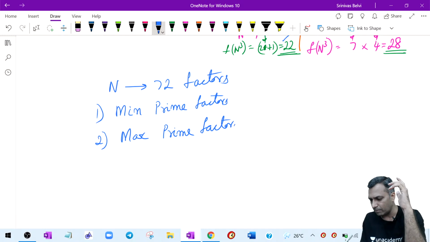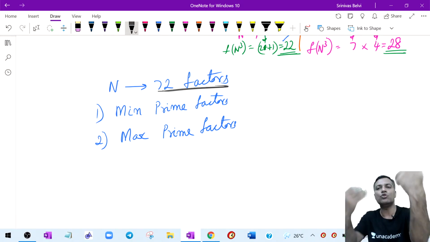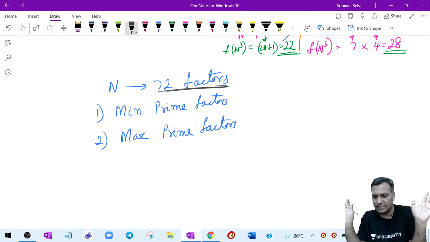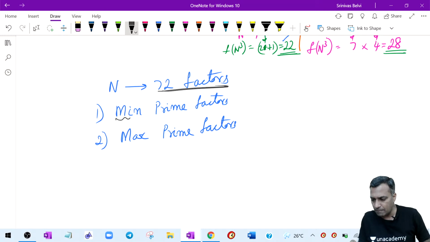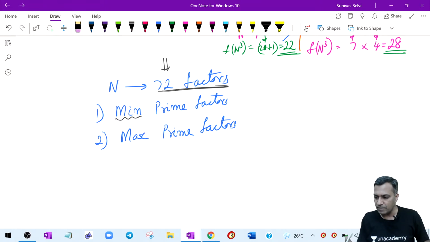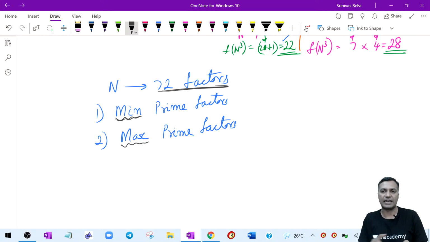I don't know the number. I am telling you that my number has 72 factors. I'm just telling you, I have a number with me. That number has 72 factors. My question is, what can be the minimum number of prime factors? Because when I said 72 factors, all of them need not be prime, right? Therefore, what is the minimum number of prime factors the number has? What is the maximum number of prime factors the number has?